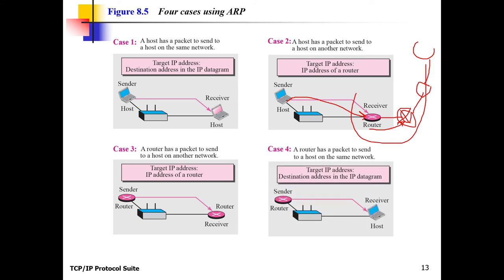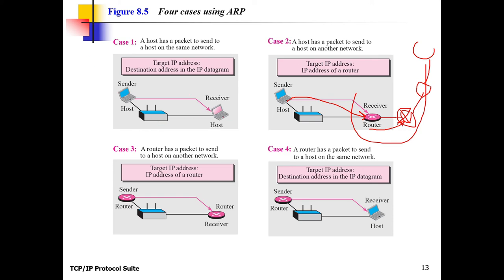Now, one more case we have, which is router to where? To host. So the target IP address will be the destination address in the IP datagram. That's the fourth case. All right. One more time.